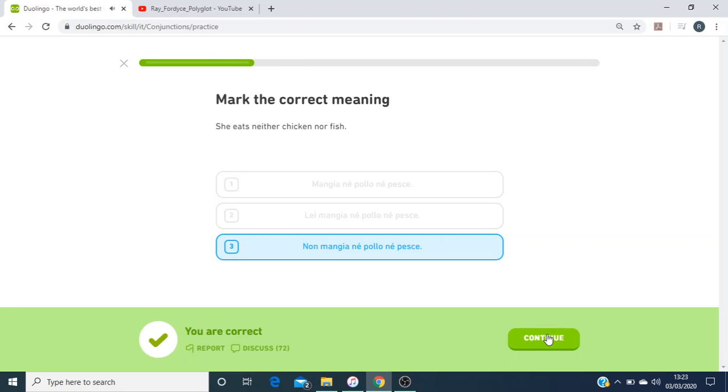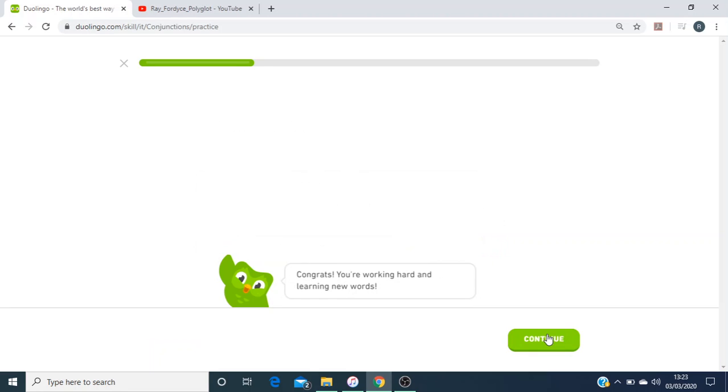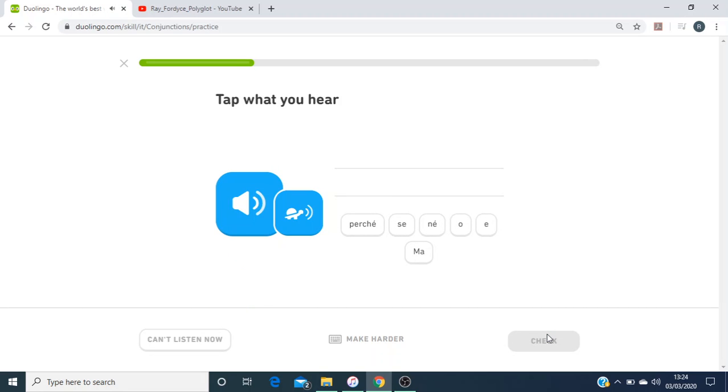That's how you use it. Thought they would have covered something like that in the notes. How to use neither, because it's quite an important grammar point. But anyway, I digress. Congratulations, you're working hard and learning new words. Thank you. Ma perché? I think that's what she said. Ma perché? Yes, I did.